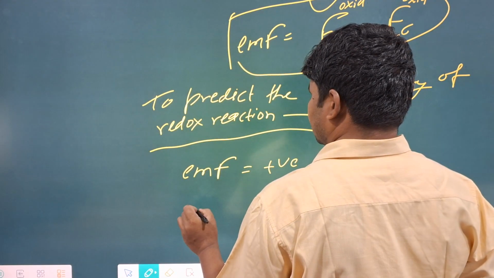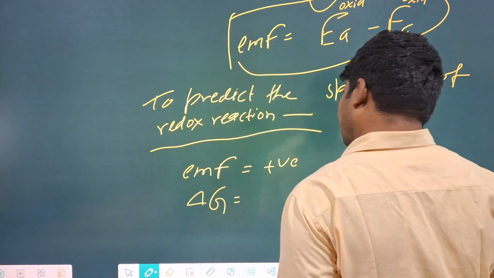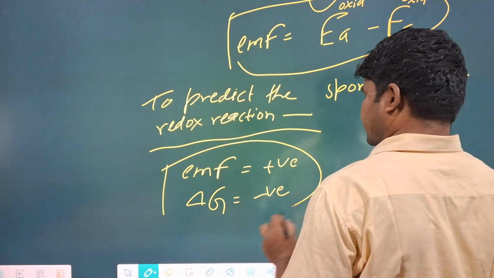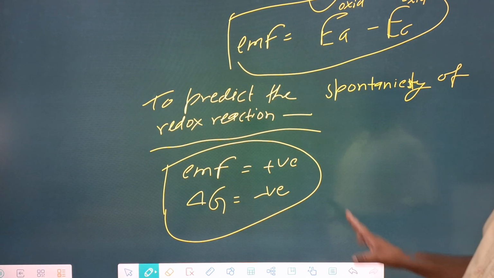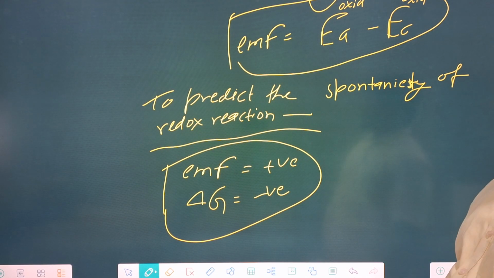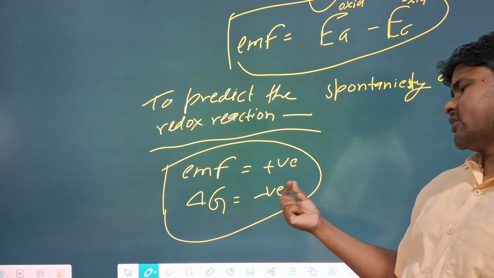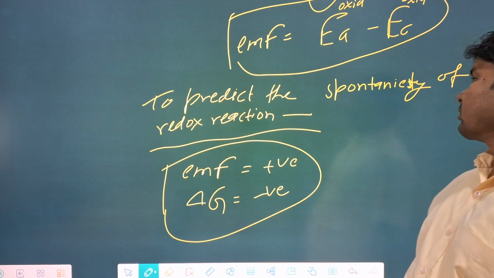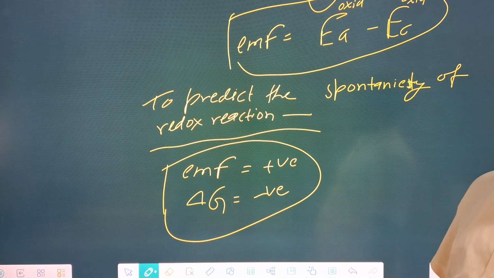While the value of Gibbs free energy delta G should be negative. In such a condition, the reaction becomes spontaneous. If delta G is positive and electromotive force is negative, then a redox reaction will be non-spontaneous.